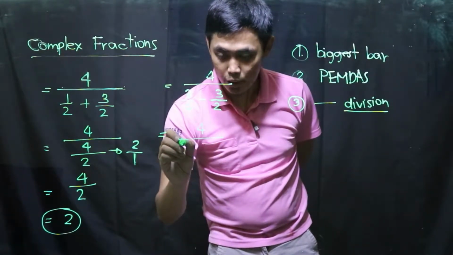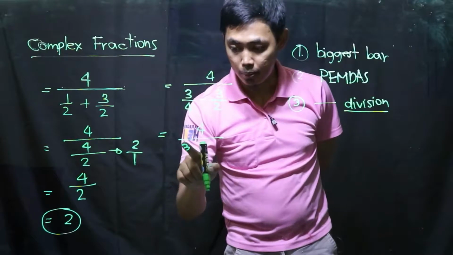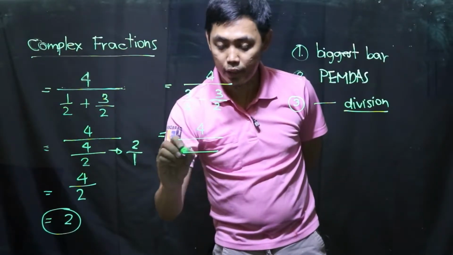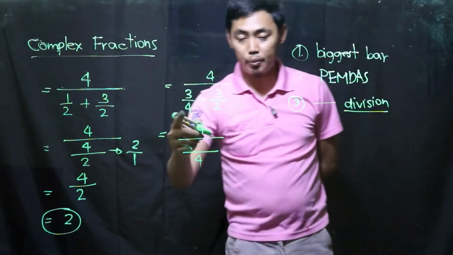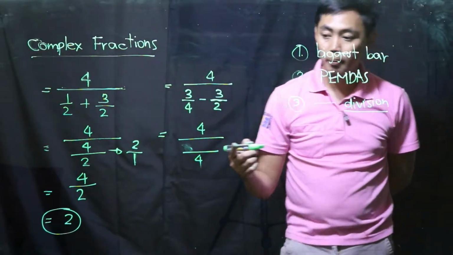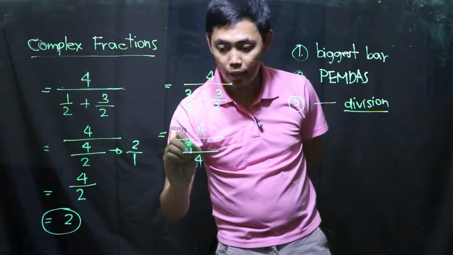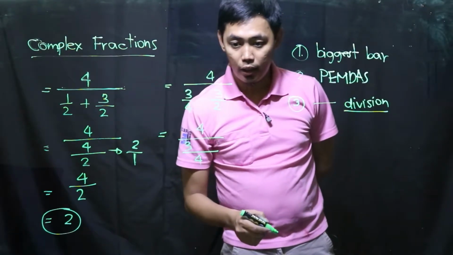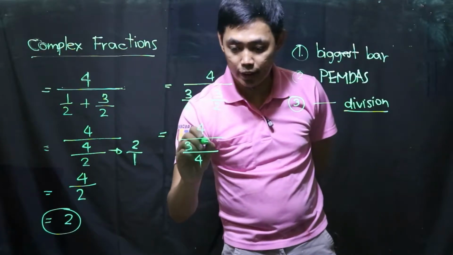We will need to subtract in the denominator. Since it has different denominators, we will need to find the least common denominator, LCD. In this case, it will be 4. 4 divided by 4, 1. 1 times 3, that would be 3. 4 divided by 2, that would be 2. 2 times 3, that would be 6.